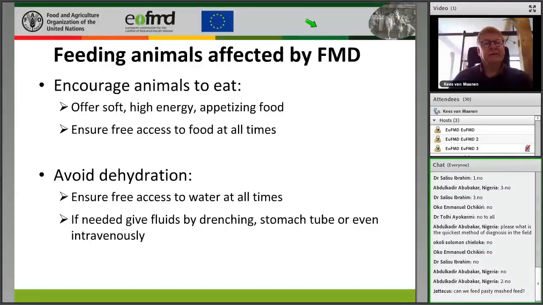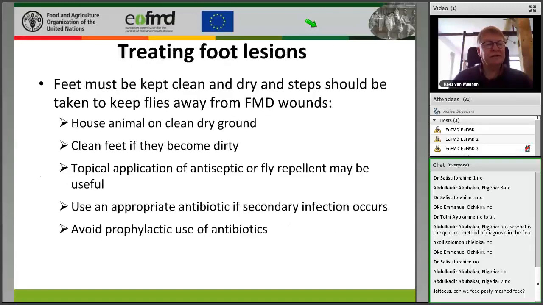So again, feeding animals affected by FMD, you have to bring the food to the animal, the fodder, because they are reluctant to move, of course. Encourage them to eat, offer soft, high energy, appetizing food, ensure free access to food at all times, and avoid dehydration. Also very important, ensure free access to water at all times close to the animal, and if needed, give fluids by drenching, by a stomach tube, or even intravenously.